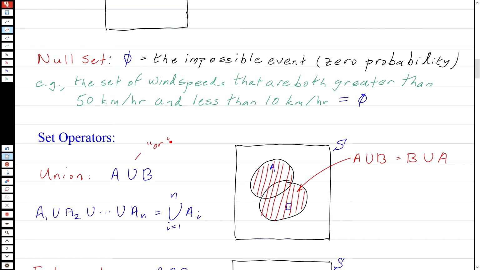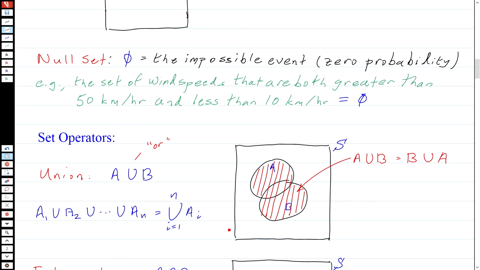So if you say Mary or Jane went to the party, it usually means one of them went to the party, but not both. In probability theory, or means one or the other or both. Okay, so this union means A occurred or B occurred or both occurred.